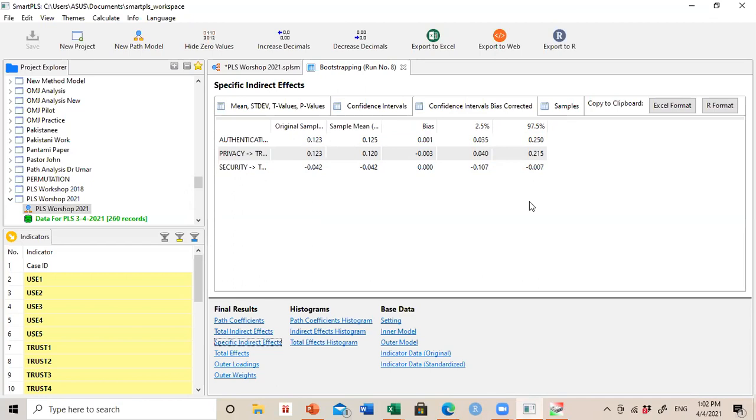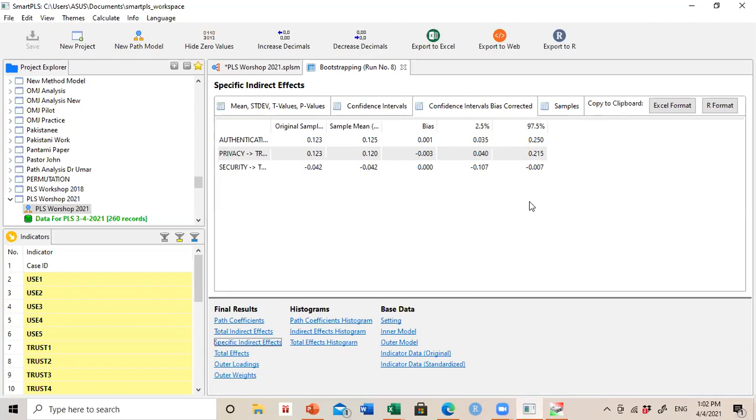Sir, excuse me. If I have two mediations, should I use the same process? Yes, you don't have a problem. Same two mediations give you no problem. Just connect them and run. It will give you the same result. No problem. Thank you, sir.